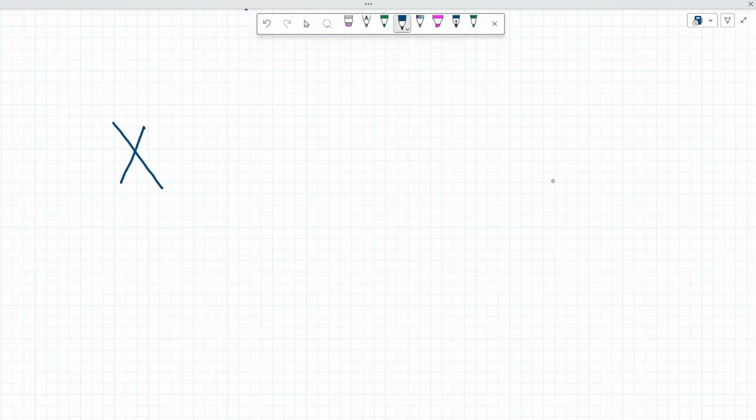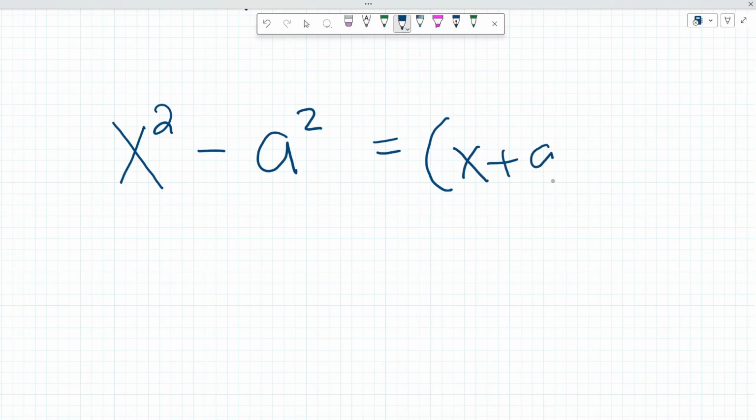So we have our difference of squares, x squared minus a squared. This can be factored in seconds. It's simply x plus a multiplied by x minus a. Let's look at an example.